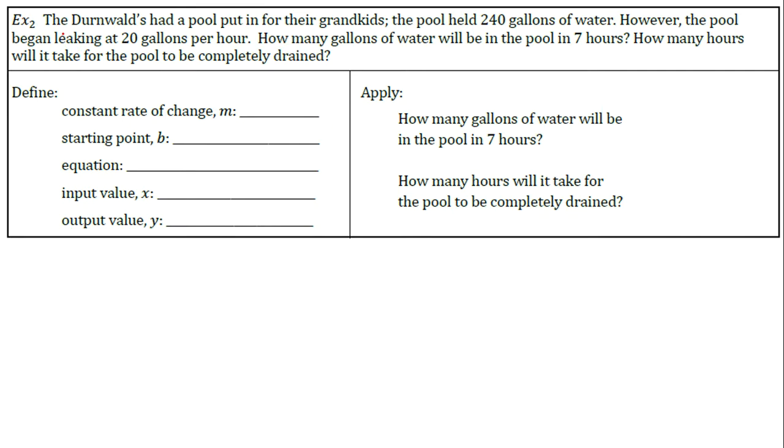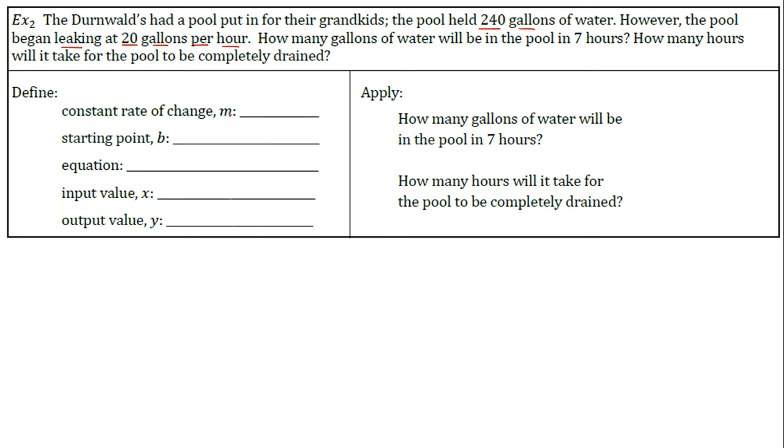Example 2, the Durham Walls had a pool put in for their grandkids. The pool held 240 gallons of water. However, the pool began leaking, so it's going down 20 gallons per hour. How many gallons of water will be in the pool in 7 hours, and how many hours will it take for the pool to completely be drained?